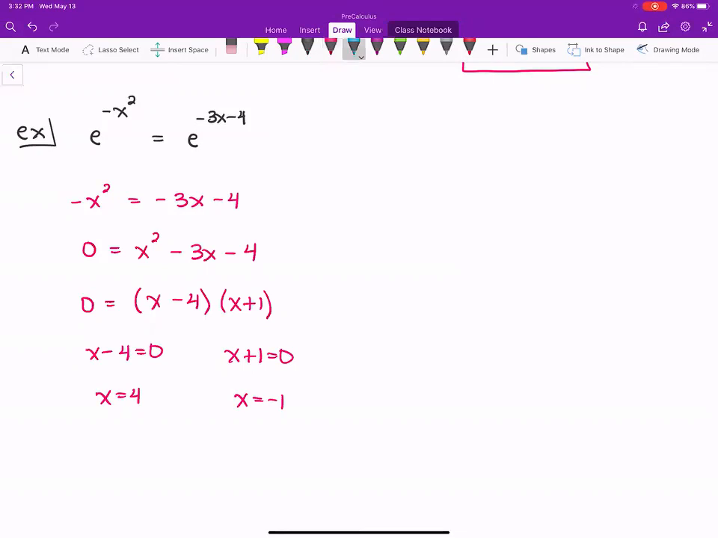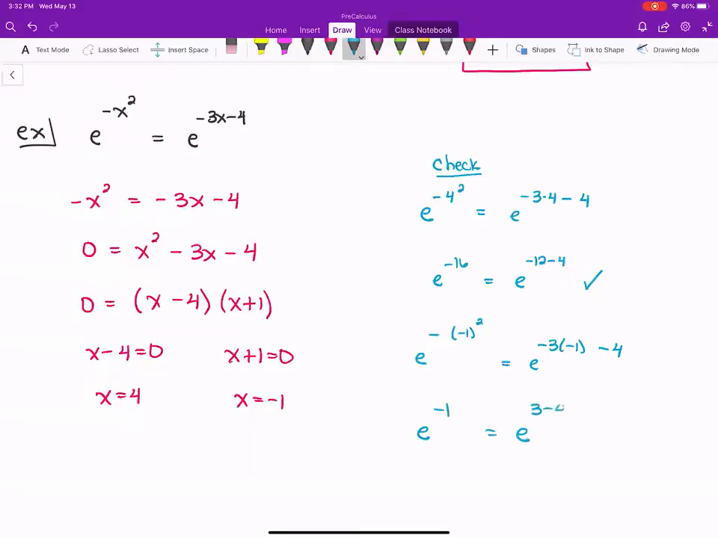So if I were to check, which is really easy to do, you'd have e to the negative 4 squared equals e to the negative 3 times 4 minus 4. This will be e to the negative 16, which equals e to the negative 12 minus 4, which is also e to the negative 16. And then if I plugged in negative 1, e to the negative 1 squared, sorry, I messed up. It's supposed to be e to the negative 1 squared equals e to the negative 3 times negative 1 minus 4. So this will be e to the negative 1, e to the 3 minus 4 also checks out.